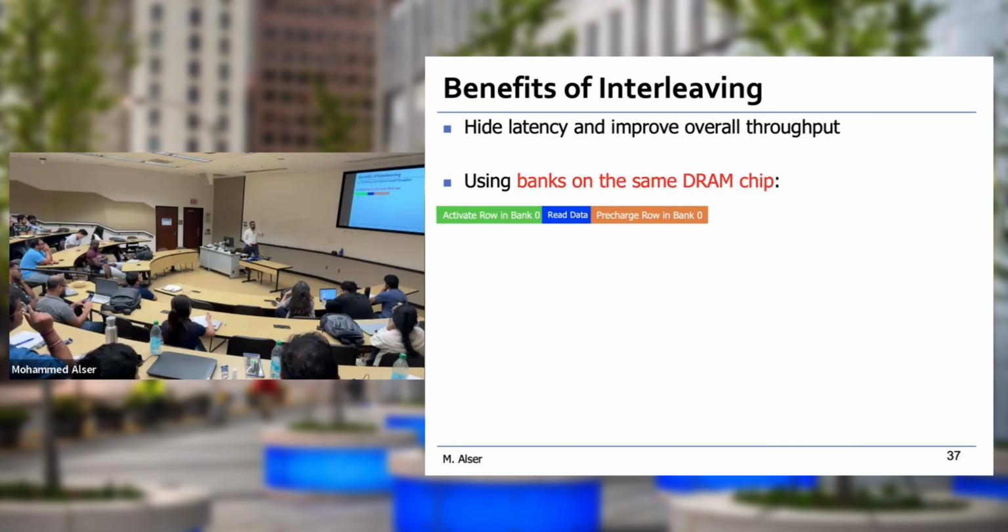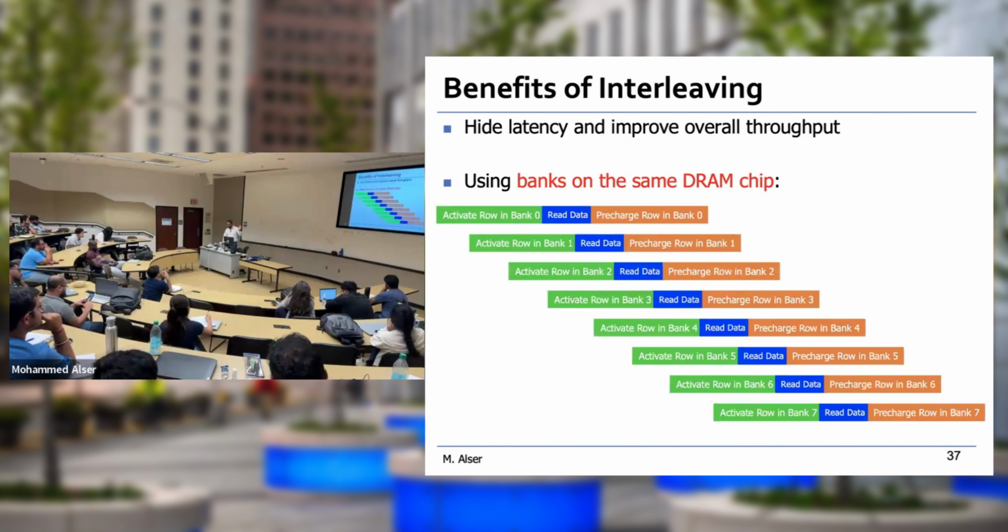Now, if it is in the same chip but different banks, how many banks can we access in one clock cycle? One. Excellent. So only one bank we can access. Then what will happen? We're going to activate a row, right?